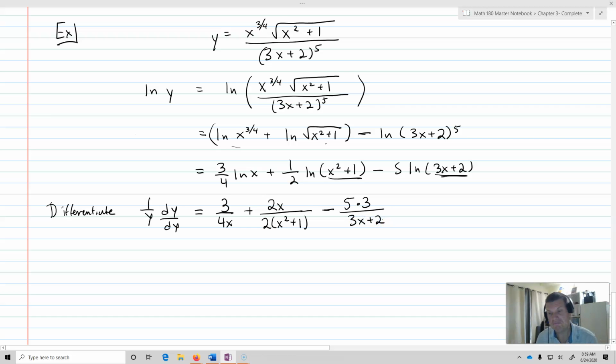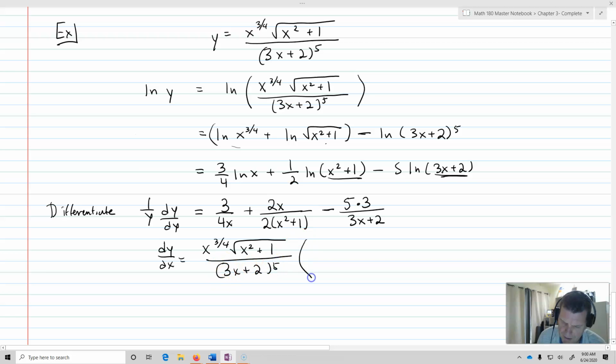Okay? There we are. Then all we've got to do is multiply both sides by y. We get dy dx is going to equal, and yeah, I know it's a bit of a mess, but at least we have a derivative now, x to the 3/4 times x squared plus 1 over 3x plus 2 to the 5th, times 3 over 4x plus 2x over 2 times x squared plus 1 minus 15 over 3x plus 2.